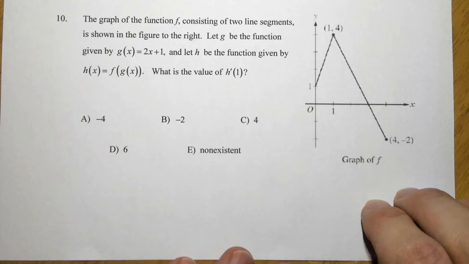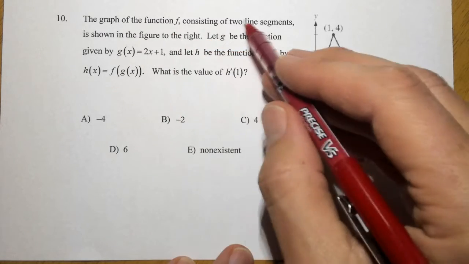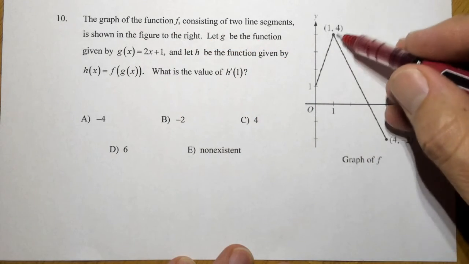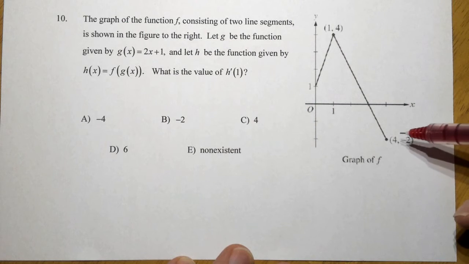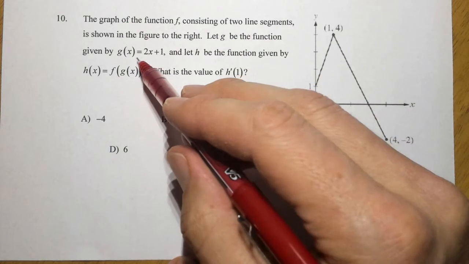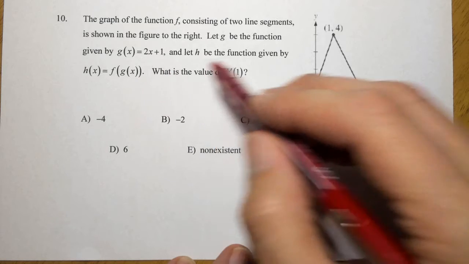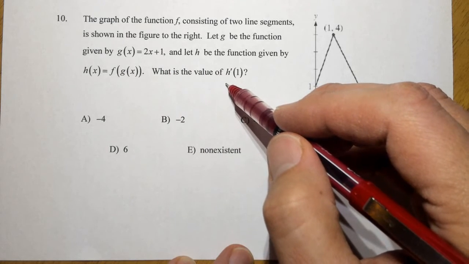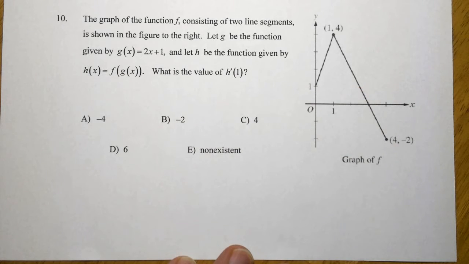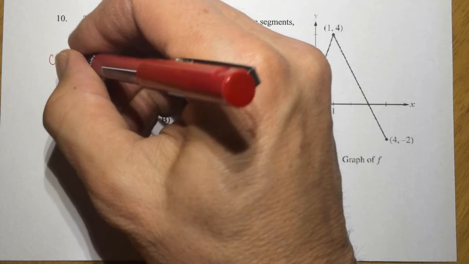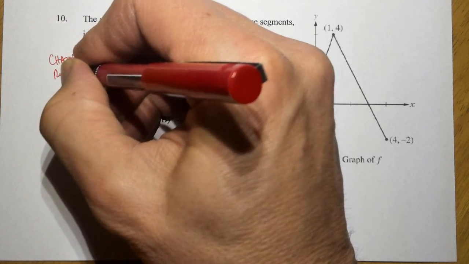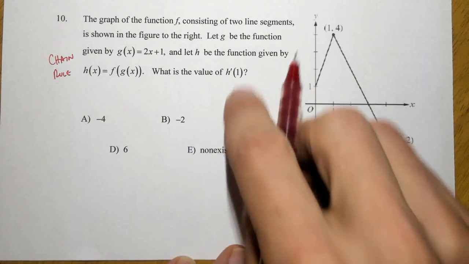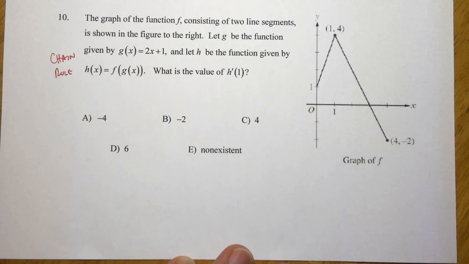With number 10, we're given the graph of f, which is just 2 line segments. Here's the first one. There's the second one. G is 2x plus 1, and h is f of g of x. We have to find h prime of 1. All right, so we're getting into a lot of stuff here, but again, the key thing is this is the chain rule. We're asked about h prime, and h is a composite function.